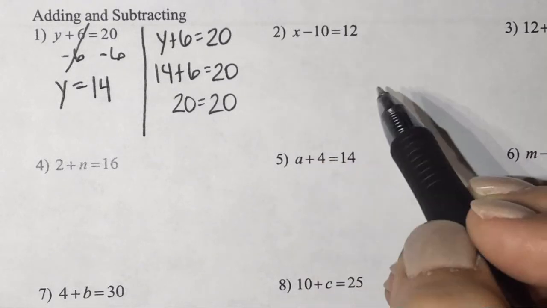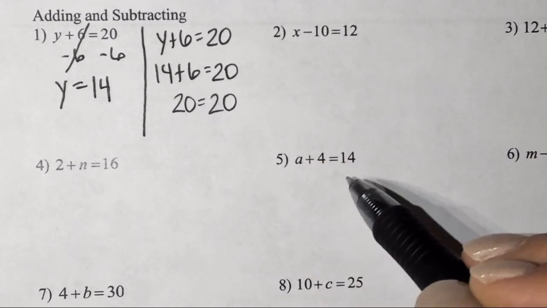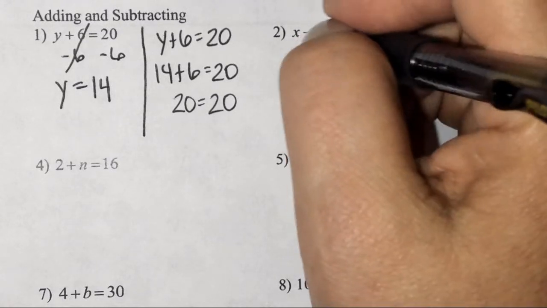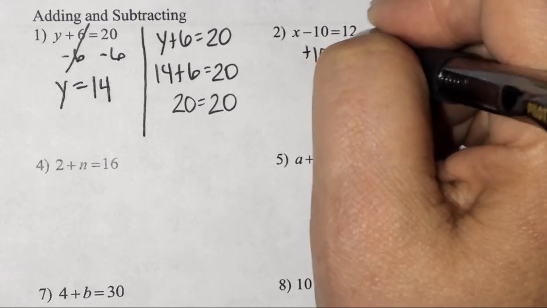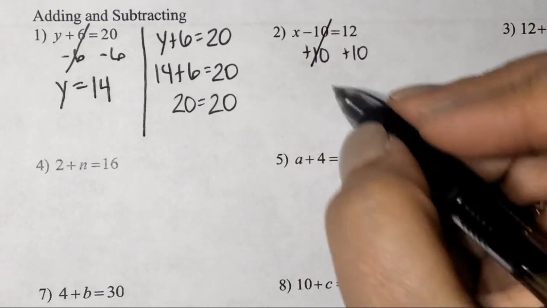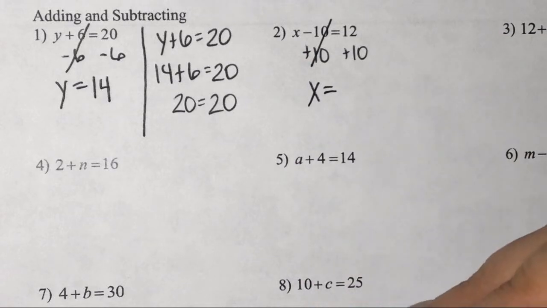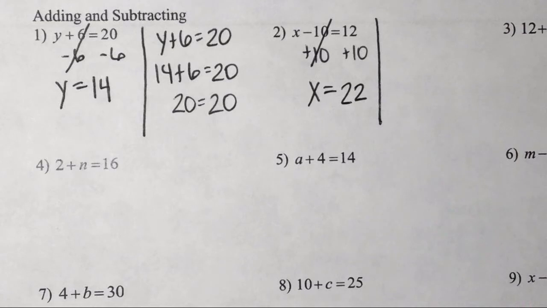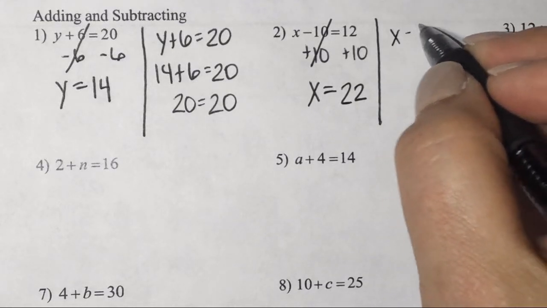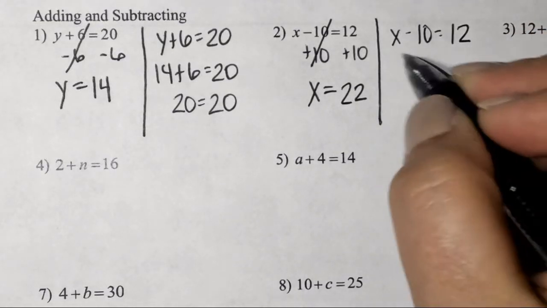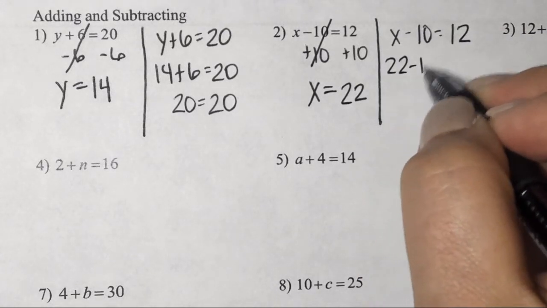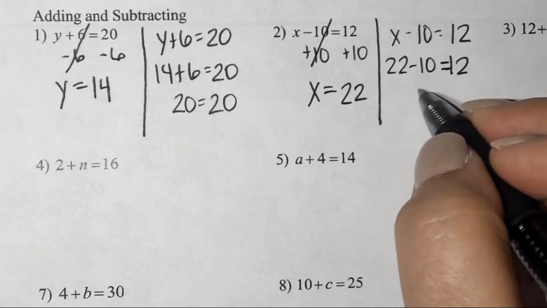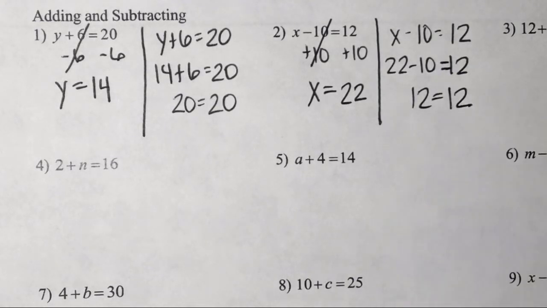What type of equation is number 2? Subtraction. How do I undo it? What number do I want to get rid of? Okay, so I'm going to add 10 to both sides. That cancels out. X is by itself, and it equals what? 22. Fantastic. When I go to check it, I start off with my original equation. I plug in 22 for x. What is 22 minus 10? 12. Double checking just to make sure it works.